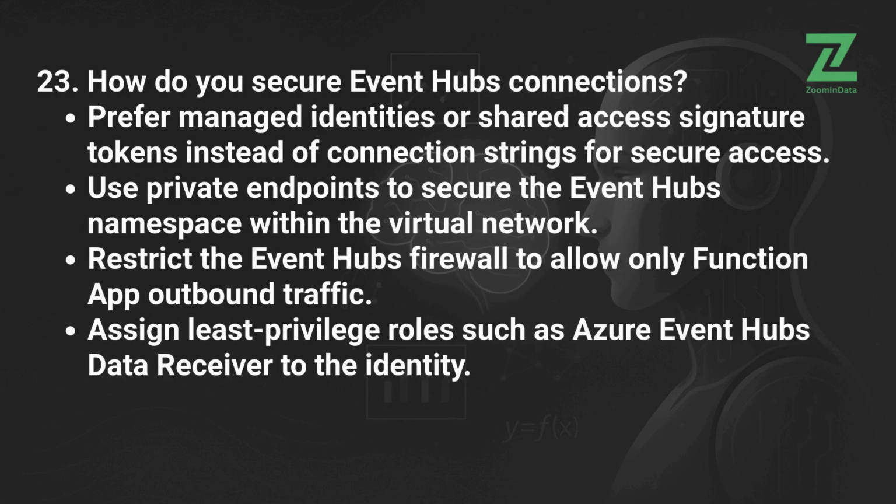23. How do you secure Event Hub's connections? Prefer managed identities or shared access signature tokens instead of connection strings for secure access. Use private endpoints to secure the Event Hub's namespace within the virtual network. Restrict the Event Hub's firewall to allow only function app outbound traffic. Assign least privilege roles such as Azure Event Hub's data receiver to the identity.